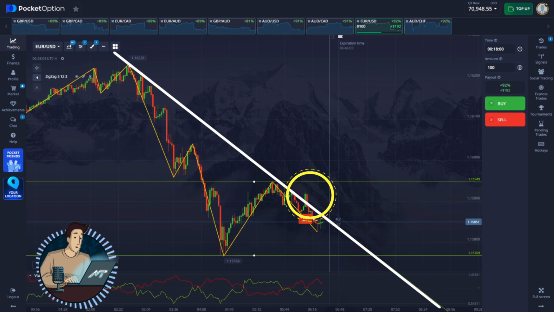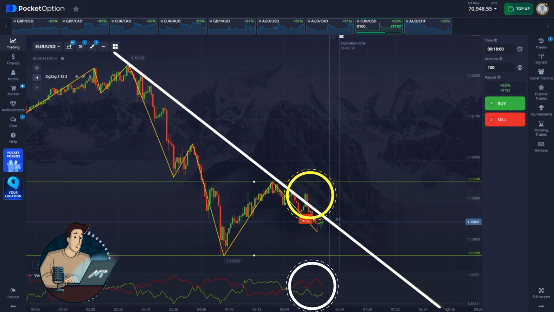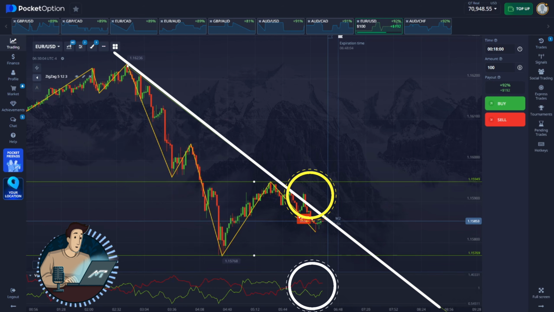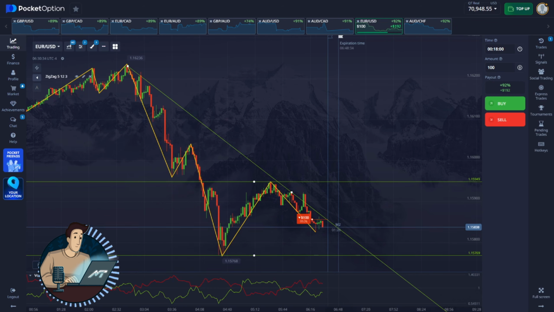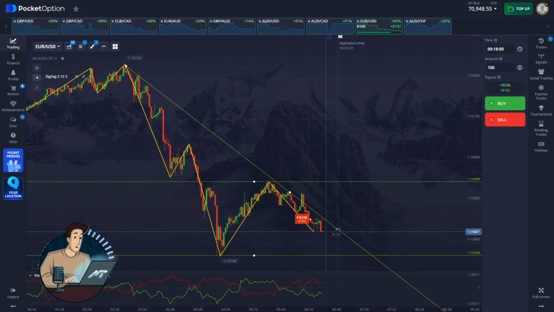Sometimes you'll see price kinda poke through the trend line, but the Vortex doesn't cross or spread. That's usually a sign the line is still holding. So don't chase every single cross on the indicator. Always read the market as a whole. Next, I'll show you a few more useful tricks for deeper analysis.